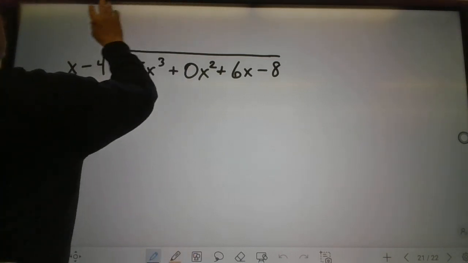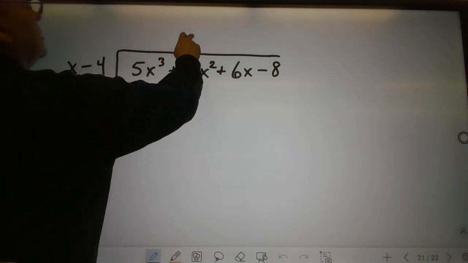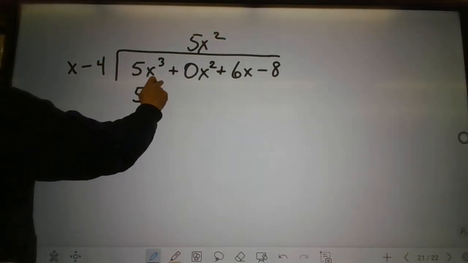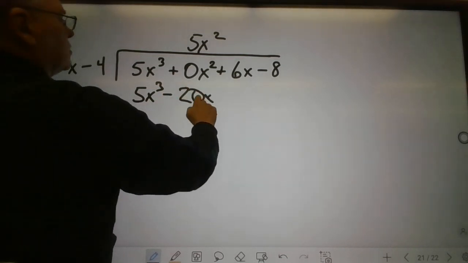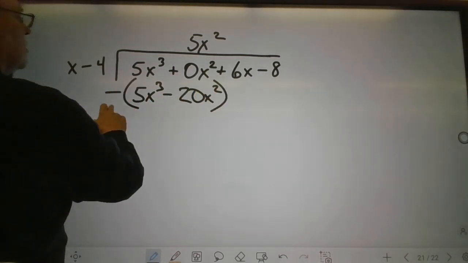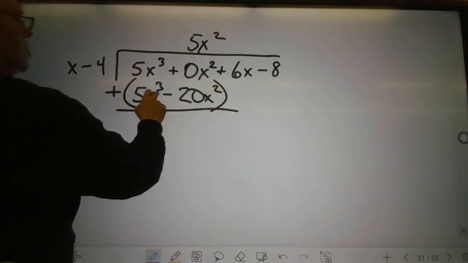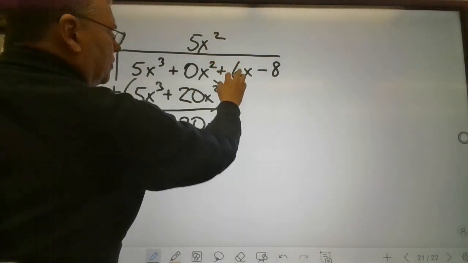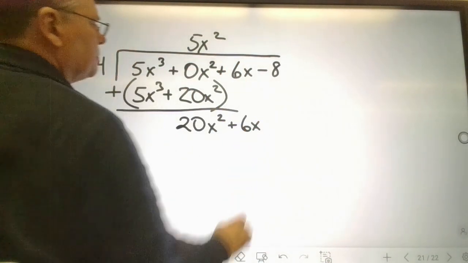Okay, so what times x gives me a 5x cubed? That would be a 5x squared. Multiply it out, 5x cubed minus a 20x squared. And I'm subtracting all of that. This is gone. Subtract the negative. Comes out a positive 20x squared. Bring down the next term with the sign.